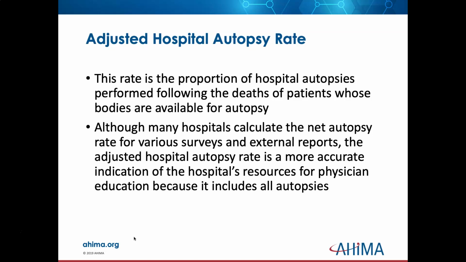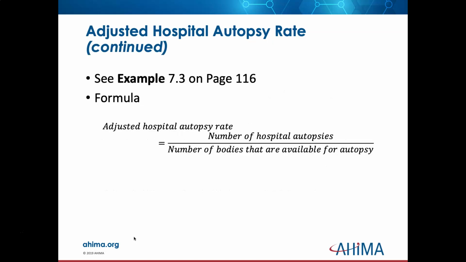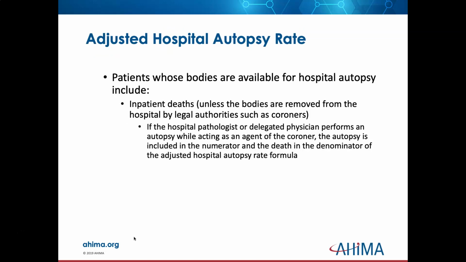Adjusted hospital autopsy rate, obviously it's been adjusted, so it's a little bit different than a net. Adjusted hospital autopsy rates are very, very rarely reported. If you want to know how to do those, look at page 116 at example 7.3, and that'll walk you through how to calculate an adjusted hospital autopsy rate. And this just reminds you that it looks at the bodies that are available.